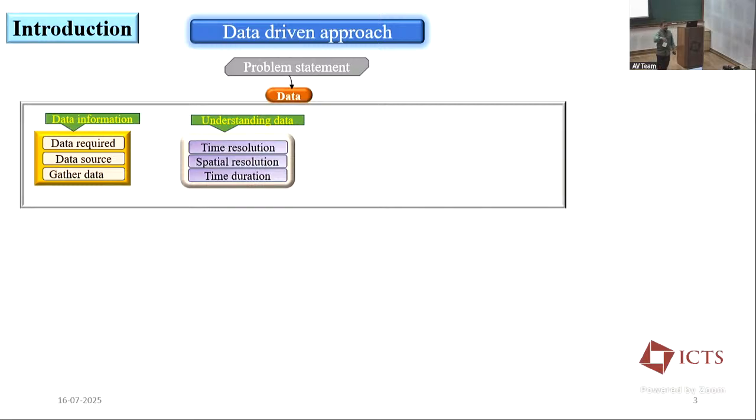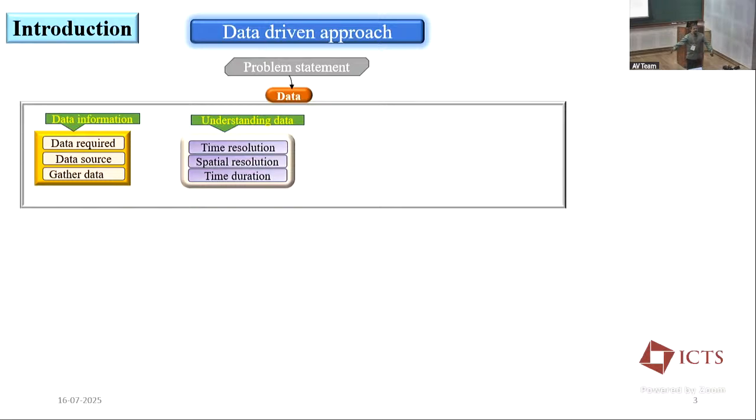Now suppose you want to do the nowcasting for a city. If the spatial resolution of the data is 20 kilometers or 10 kilometers, is it enough to do city-level nowcasting? When you get data from an unknown source, somebody gave you the link and you downloaded the data, the first thing is, based on your problem, you have to see whether the data is suitable or not. So you have to see all these things.